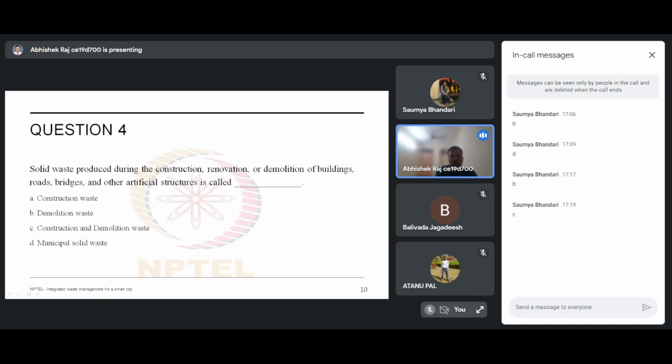So here we are referring to the solid waste which is produced during the construction, renovation or demolition of buildings, roads, bridges and other artificial structures. So the answer is in the question itself. Here we can see the word construction, and here we can see demolition. So we call it C&D waste, or construction and demolition waste.